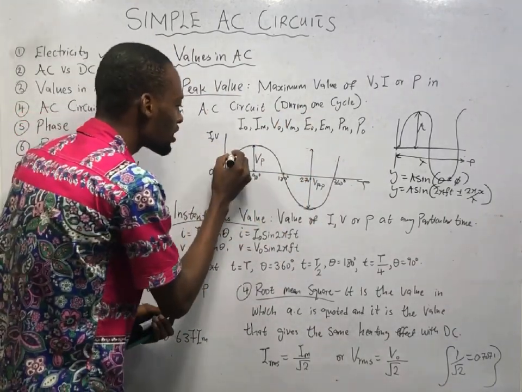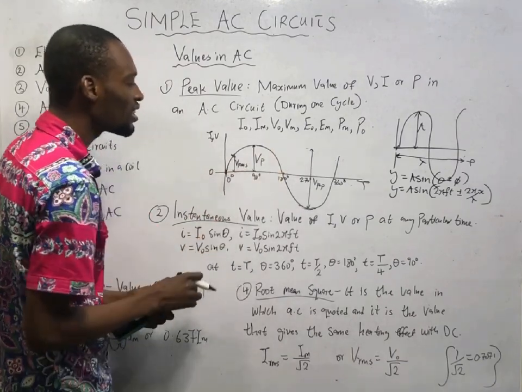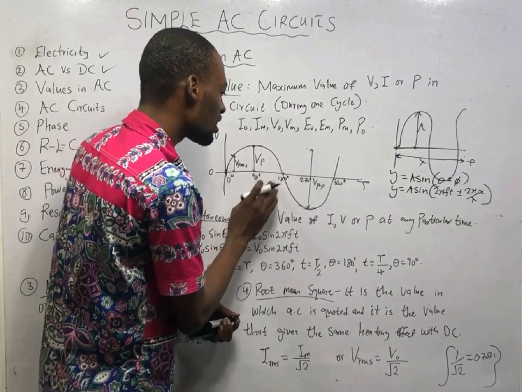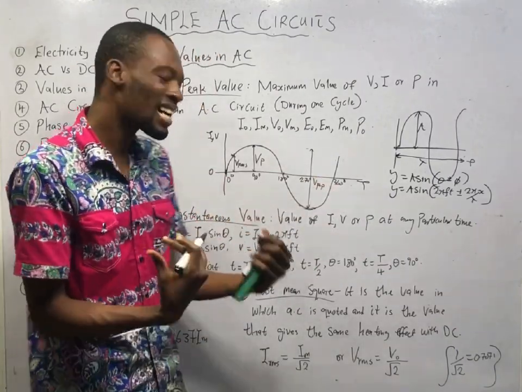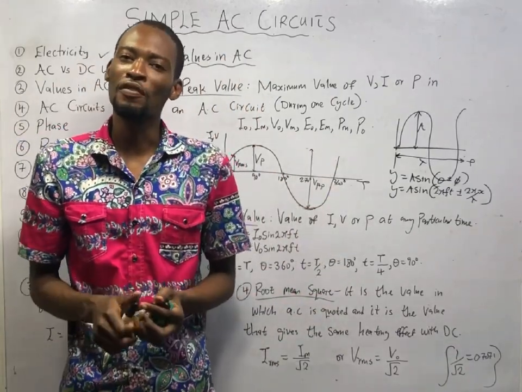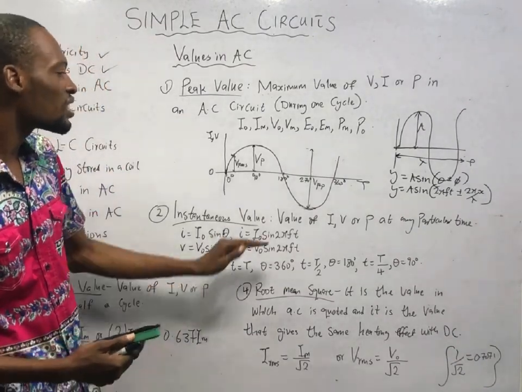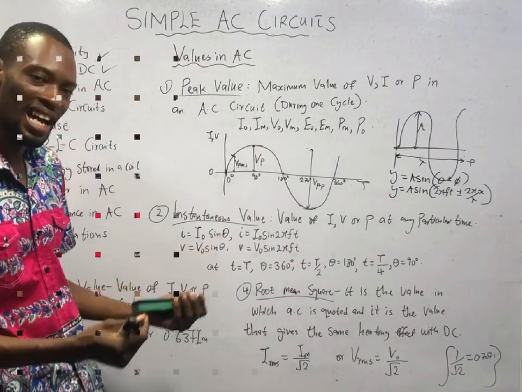If I now look at this point and I say, young man, can you look for the value of current here? What is the value of current here? So I pick any value, any place, and I say, okay, look for the value of current or voltage there. What will it tell me? That is the instantaneous value. It is the value of current, voltage, or power at any particular time.